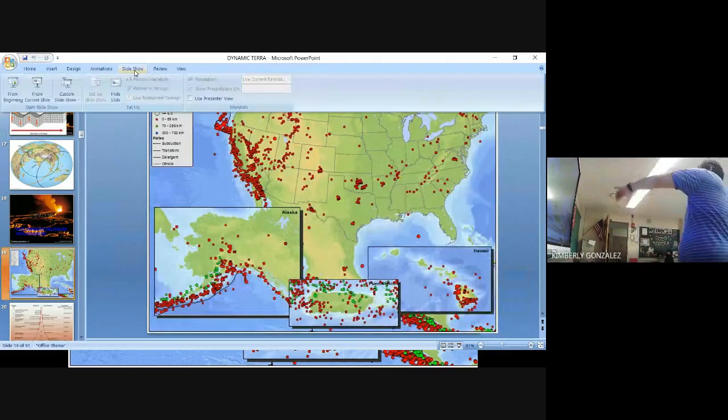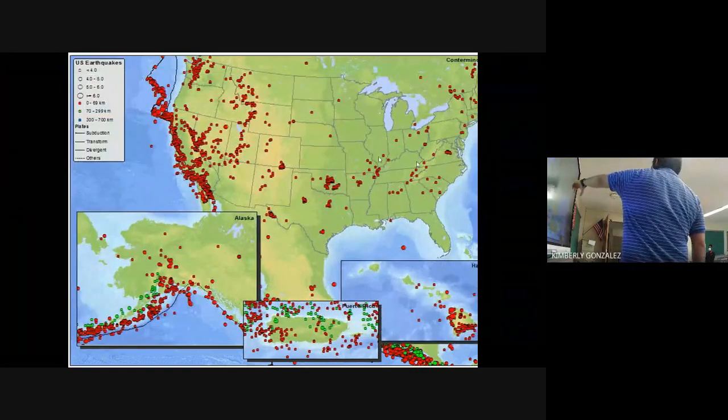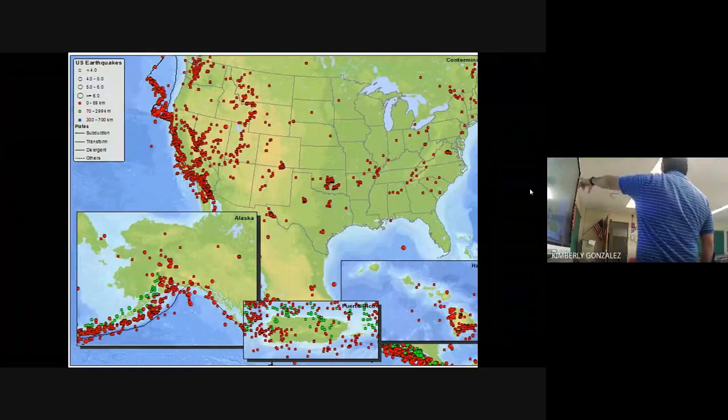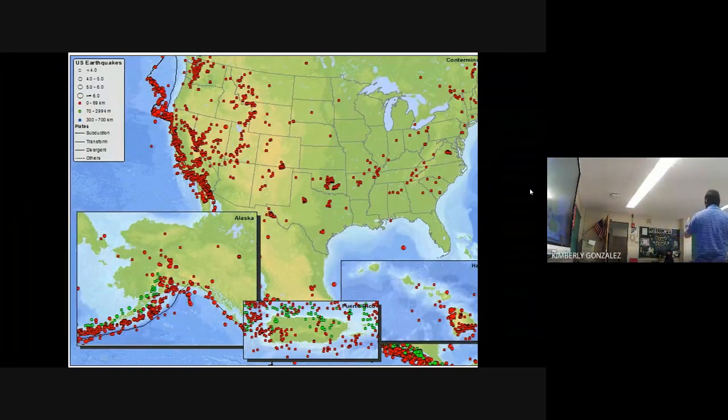Okay? So you notice there's this weird cluster right here above Texas, Oklahoma. We don't know why. The strongest earthquake ever recorded in the continental United States, or the lower 48, actually happened right in this area of Missouri.